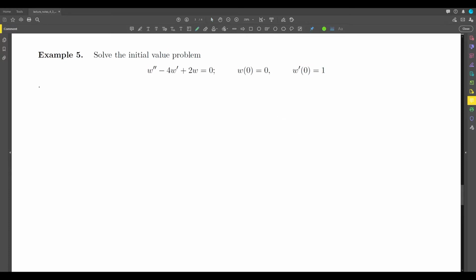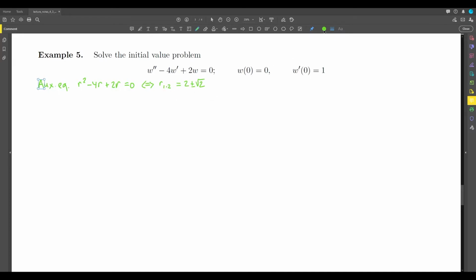The auxiliary equation for this differential equation is given by r squared minus 4r plus 2 equals 0. Now, I'll leave it up to you to use the quadratic formula or another method to find that the roots of this equation are given by r1, r2 equals 2 plus or minus square root of 2.